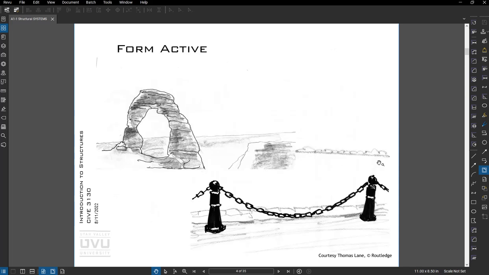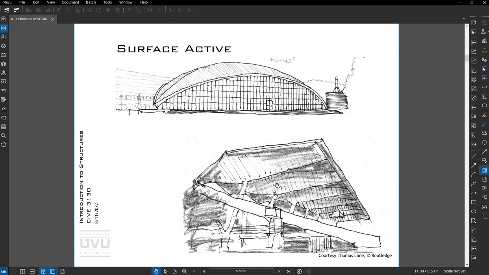Form active really uses the extreme efficiency of the structure to carry the forces. So arches and cables are good examples of that, where they're highly efficient, but they have limited application, or not full application to all the areas we need to have. Surface active are shells, plates, folded plates, whatnot. Those tend to be very popular for marquee type buildings, large spans. They're very efficient because of their shape.